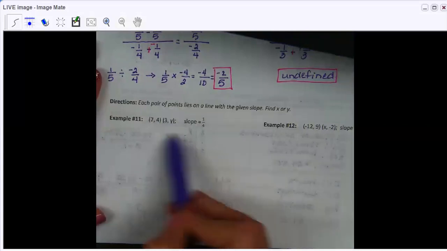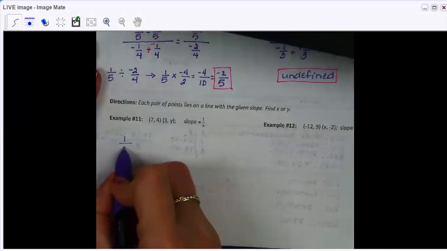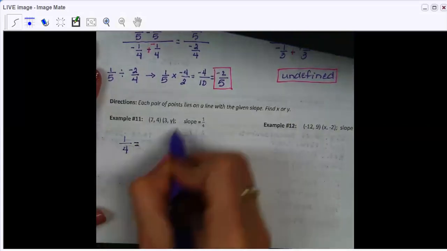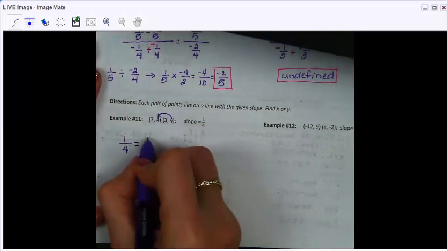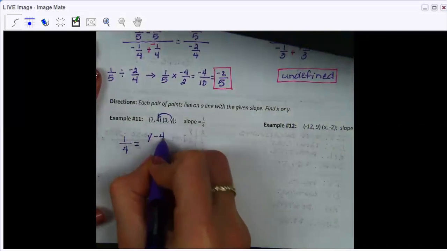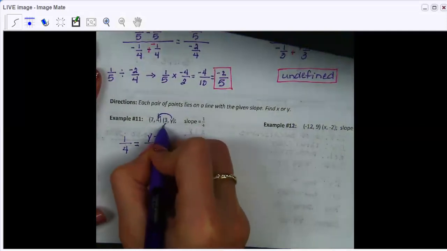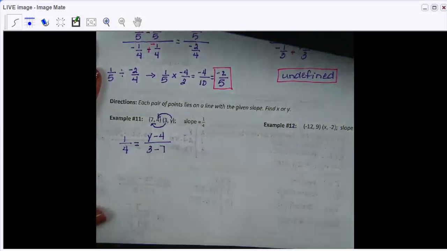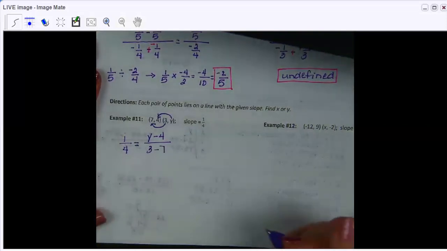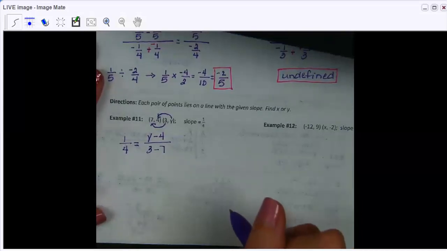So I'm going to set this up: m, or my slope, equals y2 minus y1, which is y minus 4, over x2 minus x1, which is 3 minus 7. So before I go on, are there any questions on how I set that up or why it was set up that way?